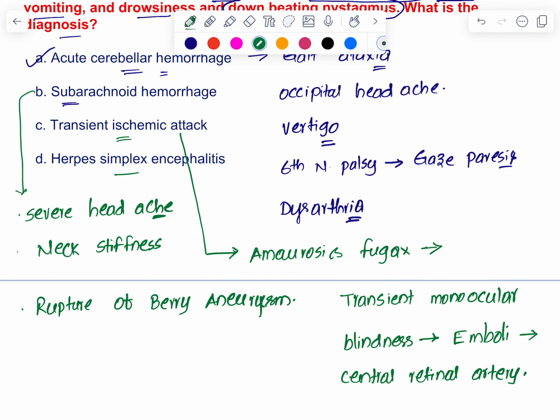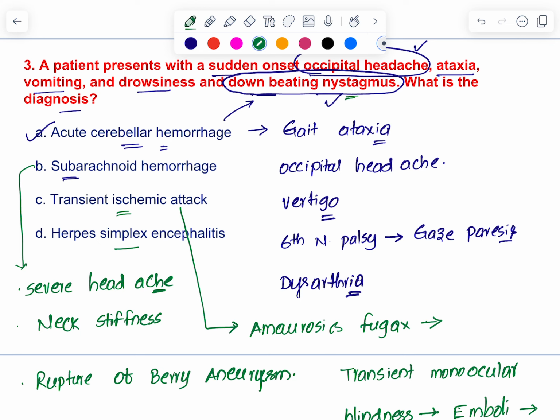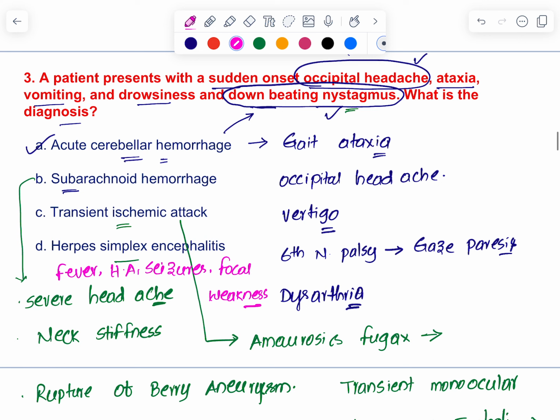And you take herpes simplex encephalitis. These patients will have fever, because it's an infective pathology. Along with fever, they will have headache. They also have the presence of seizures, and then focal weakness. So these are the features in case of herpes simplex encephalitis.